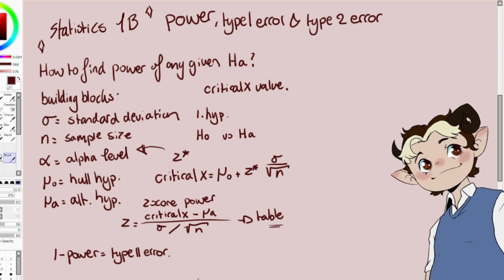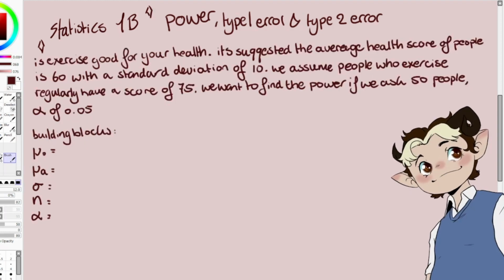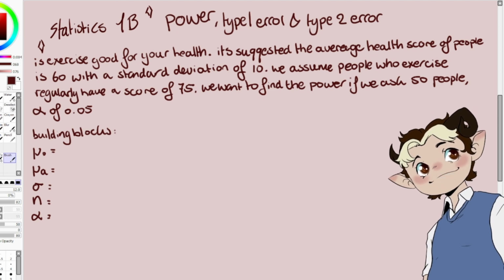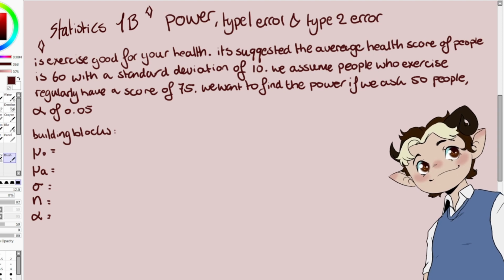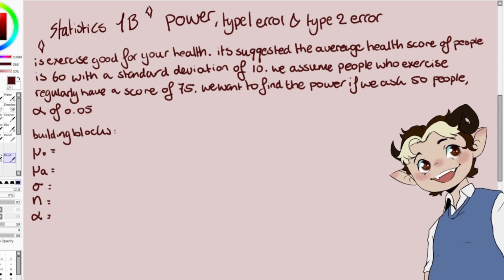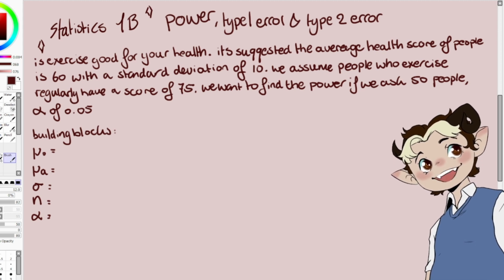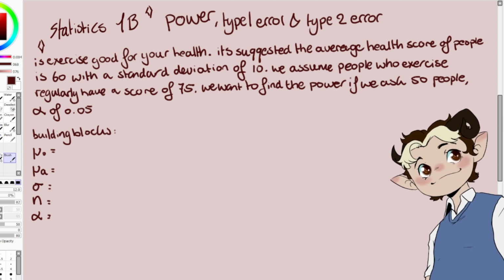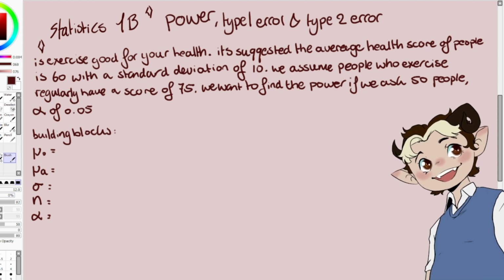So we're going to go over an example now. I've written down a little example. So, is exercise good for your health? It's suggested that the average health score of people is 60 with a standard deviation of 10. We assume that people who exercise regularly have a score of 75. We want to find the power if we ask 50 people and we have an alpha level of 0.05.